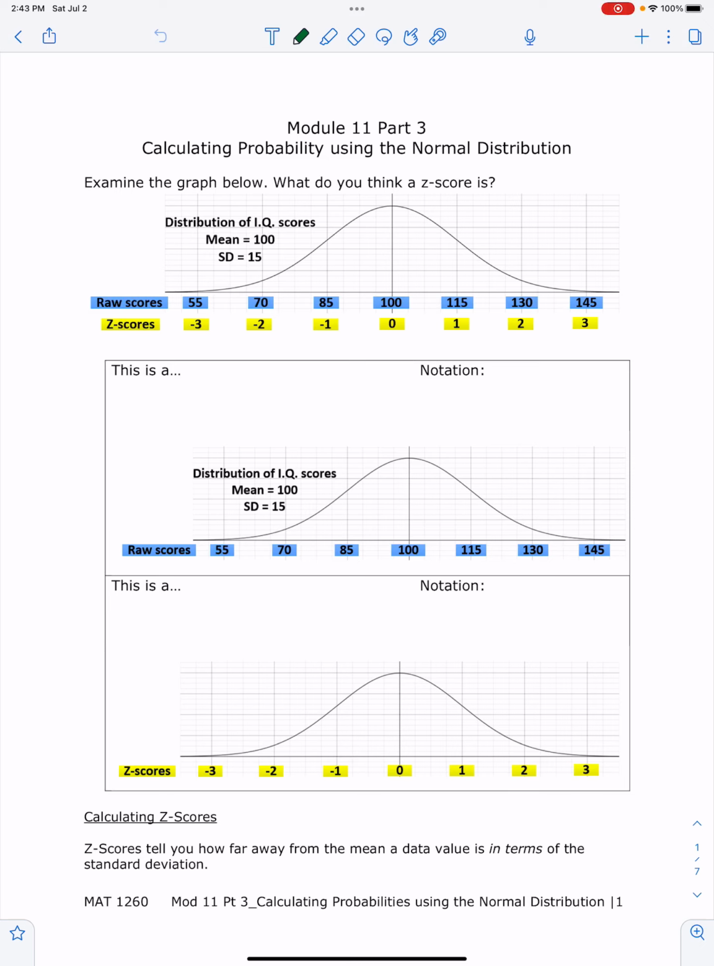These are the Module 11 Part 3 notes. We are now going to switch from binomial distribution to something we are going to use a whole lot more, which is the normal distribution. And so you've seen this normal curve before.